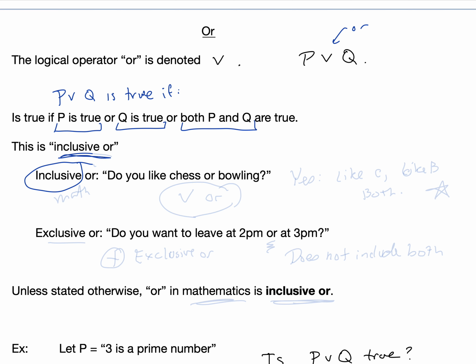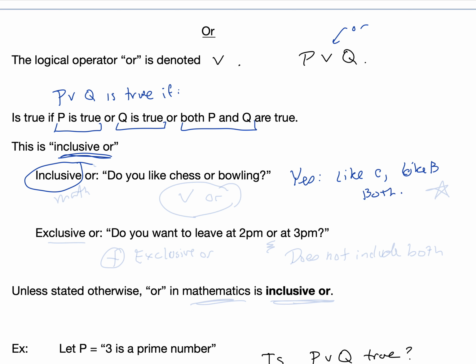So this is called inclusive or, which is a little, English is less precise. So in English, we have both inclusive or and exclusive or. An example of a question phrased with inclusive or would be, do you like chess or bowling? And if you said yes, that could mean that you like chess, or you like bowling, or you like both, right?